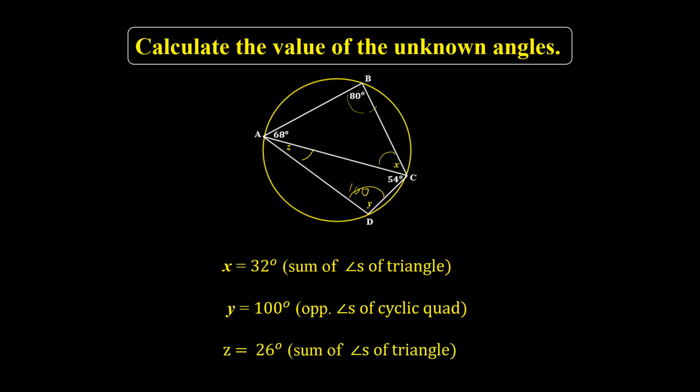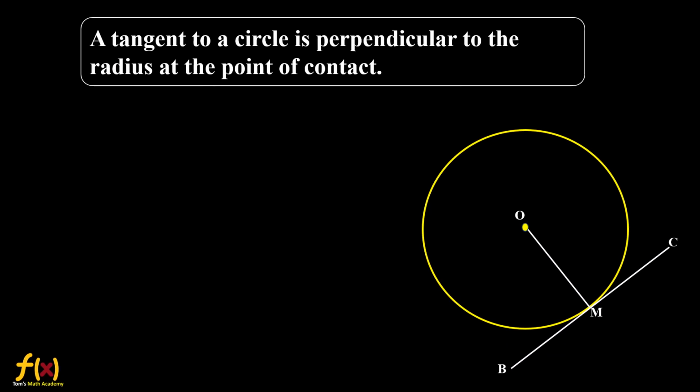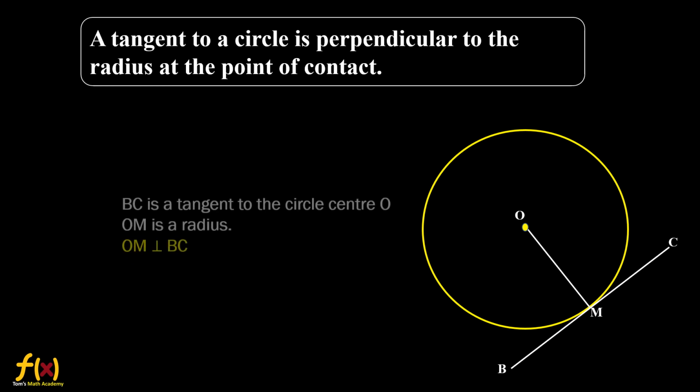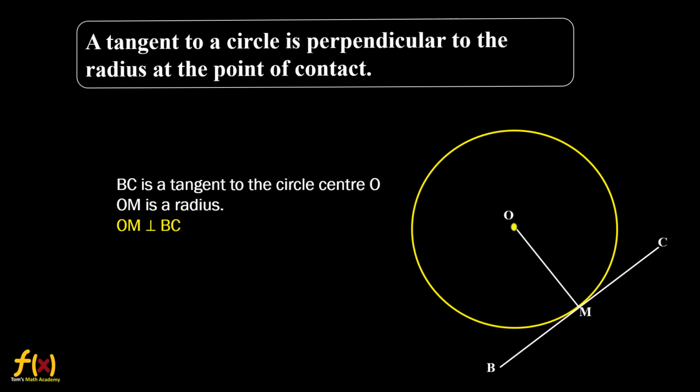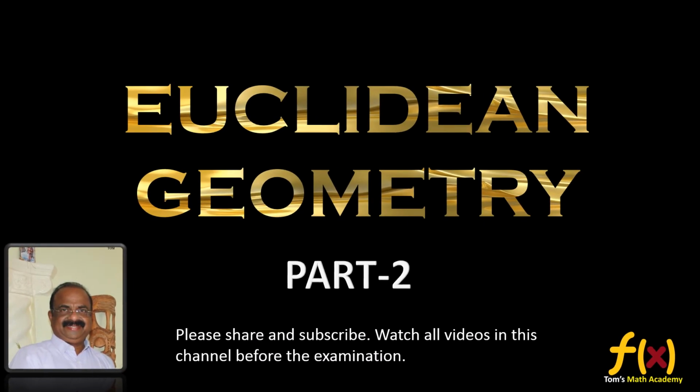A small question. We have another piece of information. What is that? Tangents are perpendicular to the radius, or the radius will be perpendicular to the tangent. So when you see a diagram like this, you must know that this angle is 90 degrees. Simple as that. And here is the information again. So that is the end of part two.